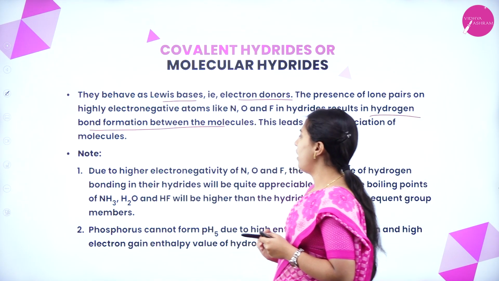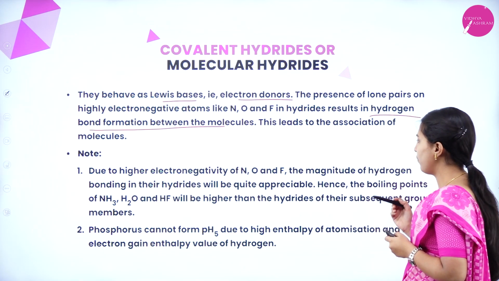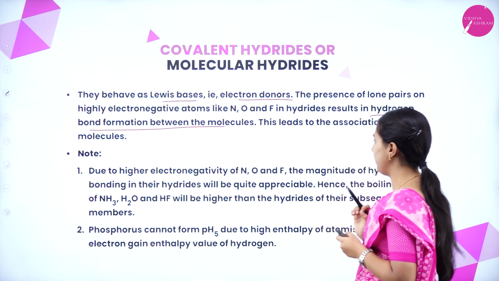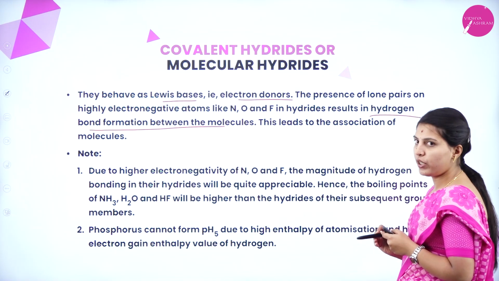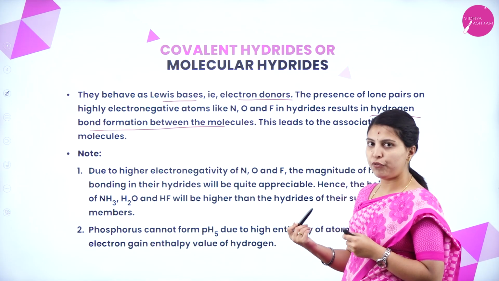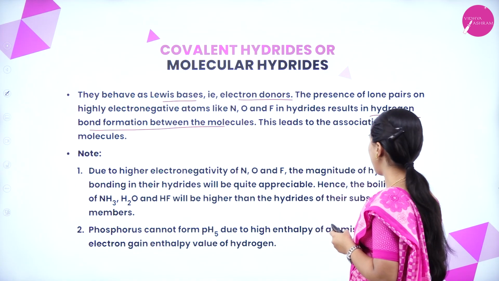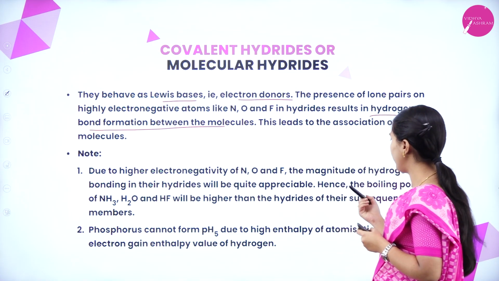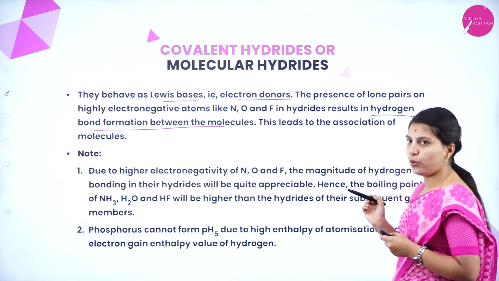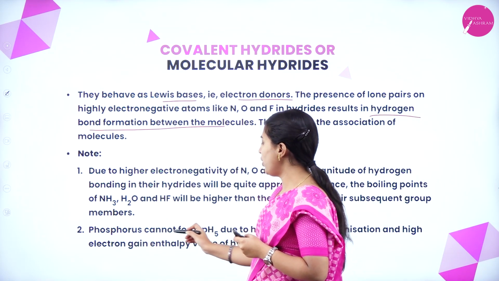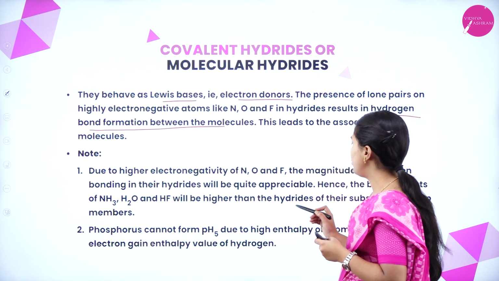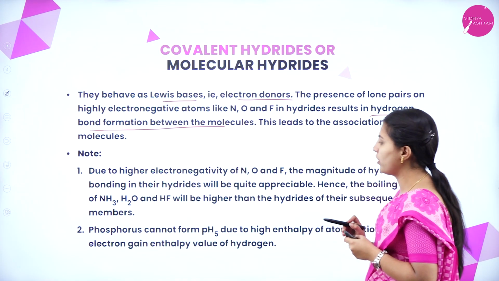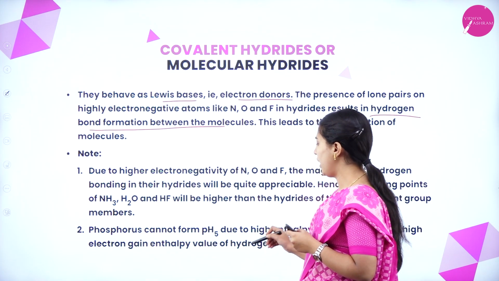Note, due to the higher electronegativity of nitrogen, oxygen and fluorine, the magnitude of hydrogen bonding in their hydrides will be quite appreciable. Due to the higher electronegativity, the hydrogen bond formation will be favorable. Hence, the boiling points of ammonia, water and hydrogen fluoride will be higher than those of the hydrides of their subsequent group members. Phosphorus cannot form PH5 due to high enthalpy of atomization and high electron gain enthalpy value of hydrogen.